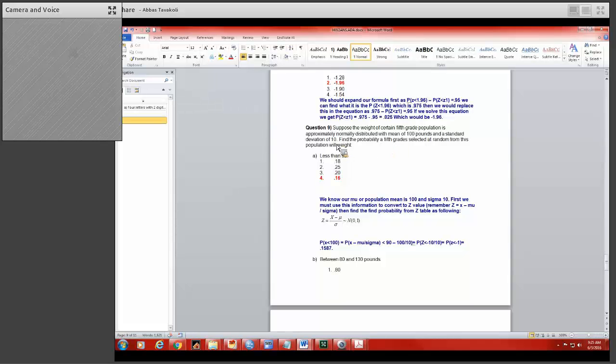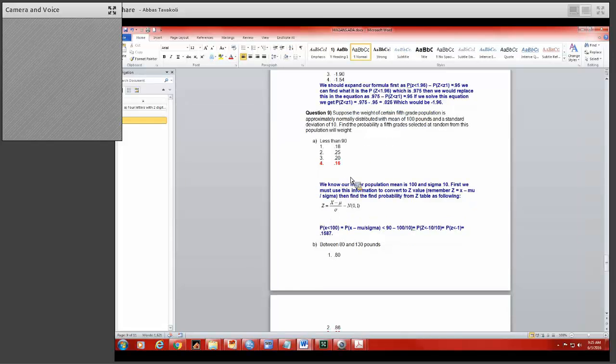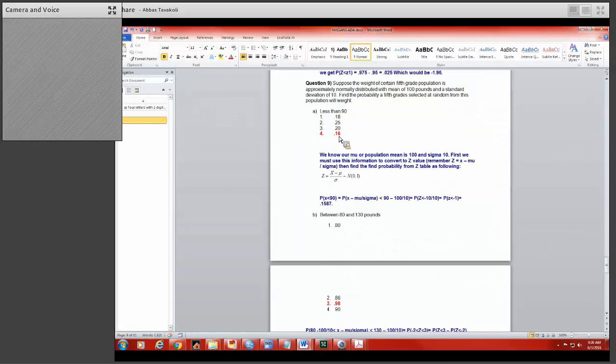So question 9, we have a normal distribution, mean of population 100 pounds, and the standard deviation of population is 10. So I ask you, if the value is 90, what would be the area? So you convert x, 90 minus your mean, so less than 90, you get x minus mu, and then you get the z value, and then find the area, which is 0.1587, which you rounded to 0.16.